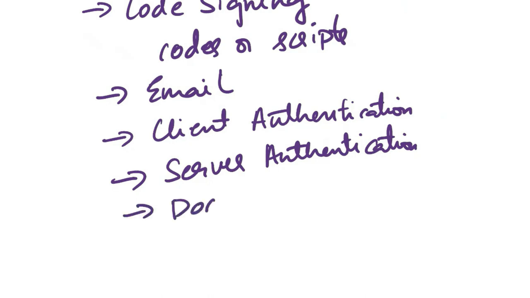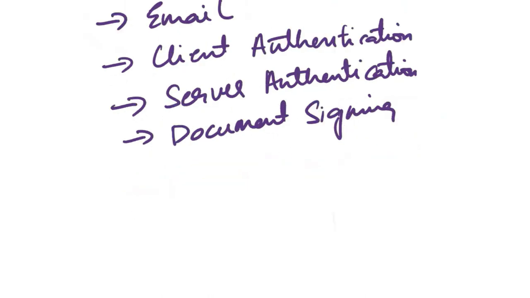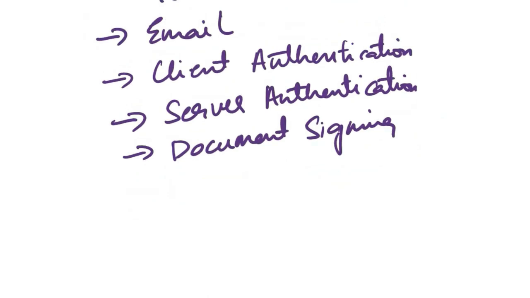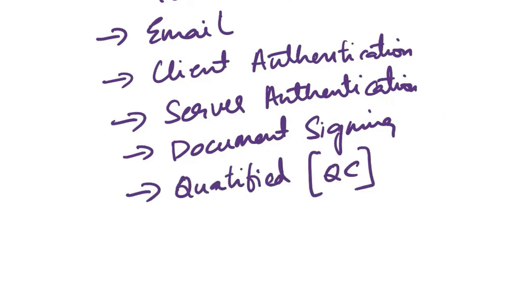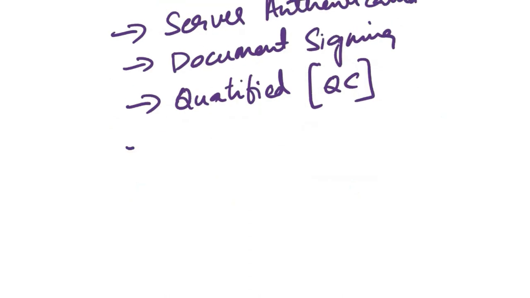Next is document signing certificates. This is used for digitally signing documents such as PDFs to verify their authenticity and integrity. These certificates are often used in legal and financial transactions. Next is qualified certificates. Qualified certificates provide a high level of trust and are used for legally significant transactions and signatures within the EU. Next, we have Internet of Things (IoT) certificates.